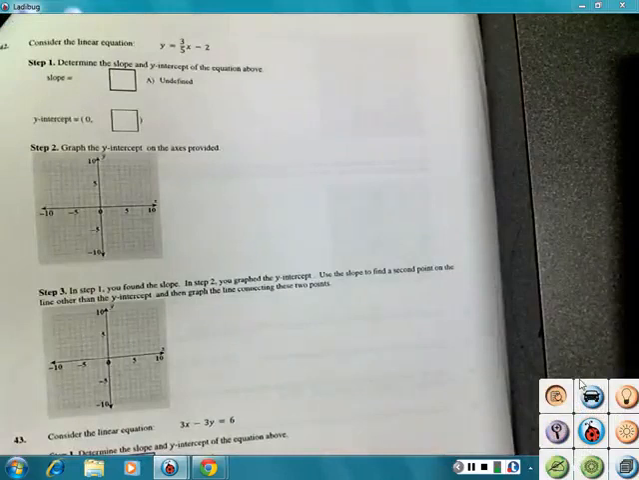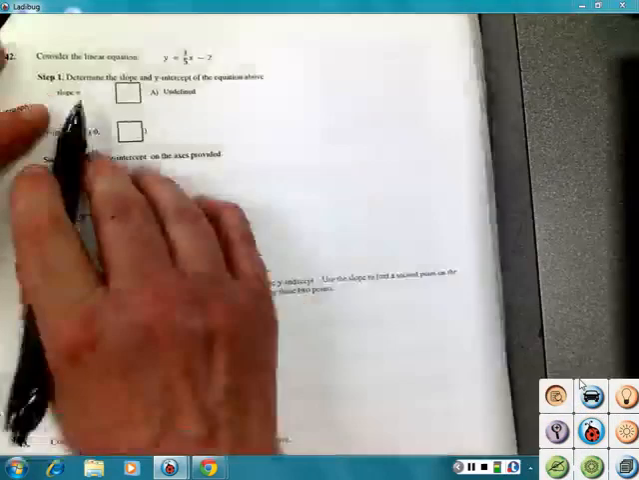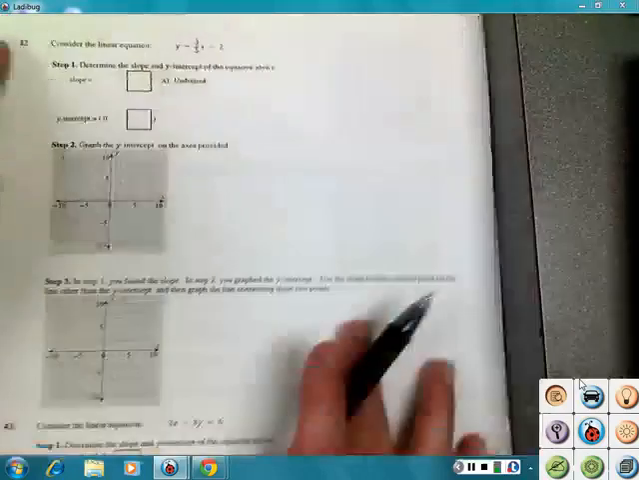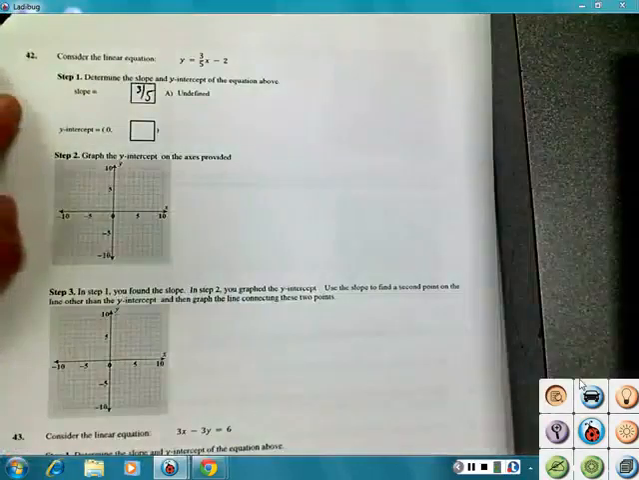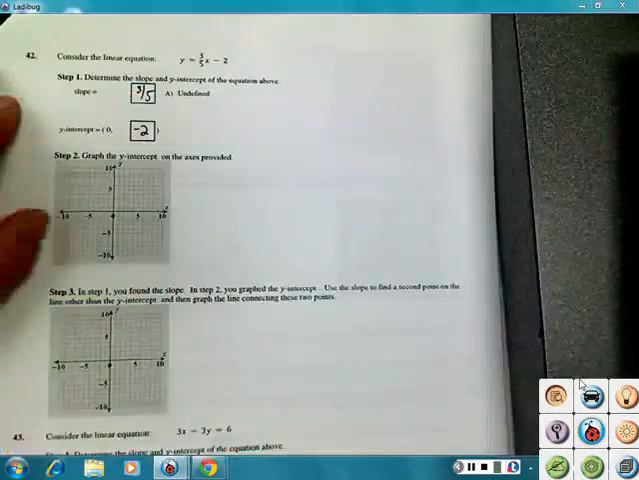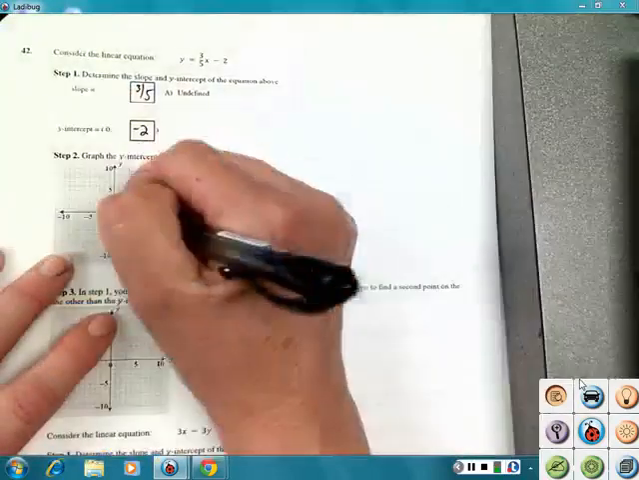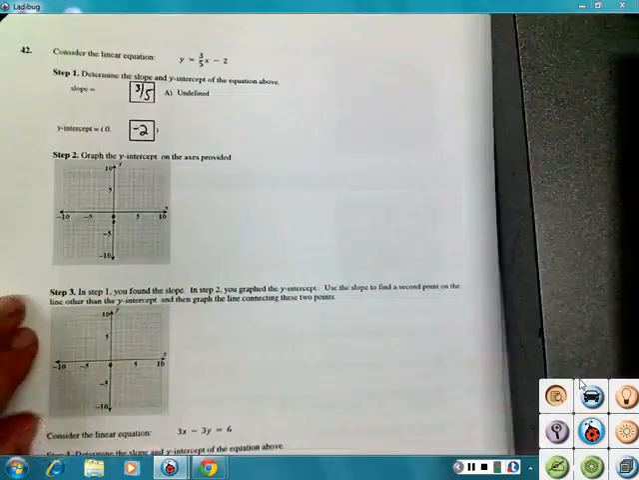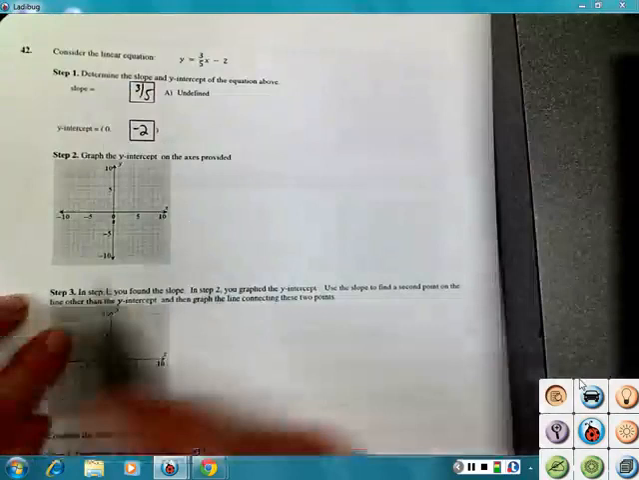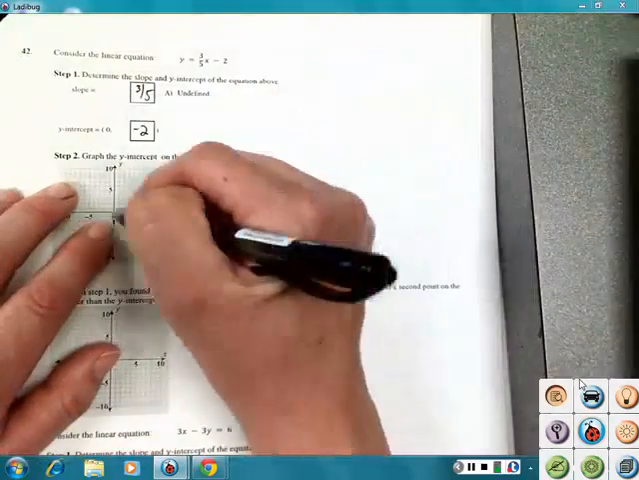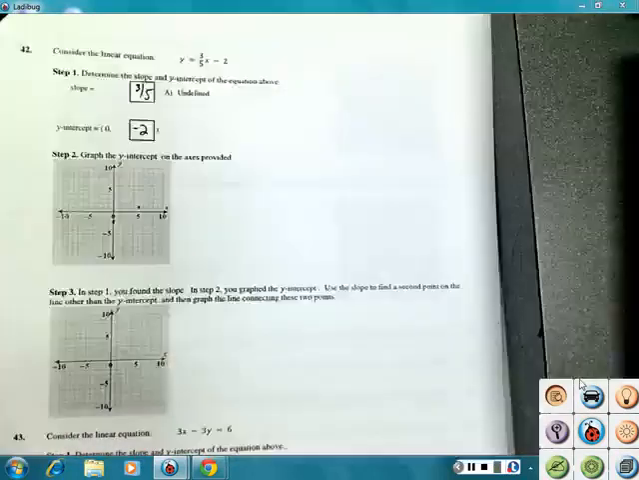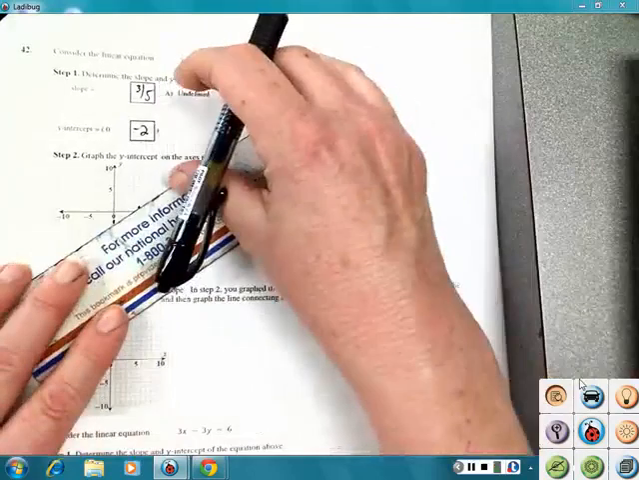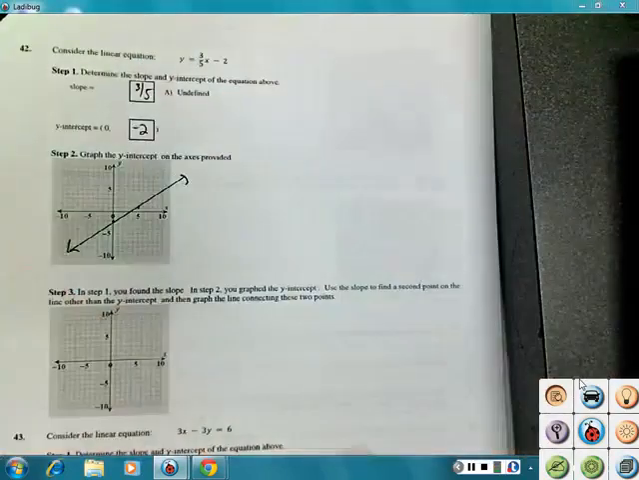If I graph this next one, first it asks what's the slope. The slope is 3/5. What's my y-intercept? Negative 2, so 0, negative 2 on the first graph. And the second graph says graph the slope. My slope is rise 3 and run 5. If I connect those two, I will have my graph. Straightforward, good stuff, right? You can do those?